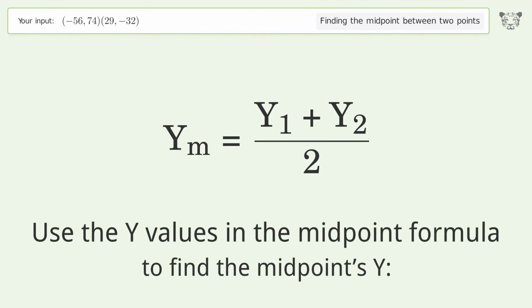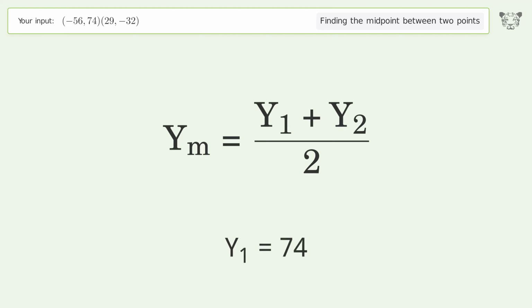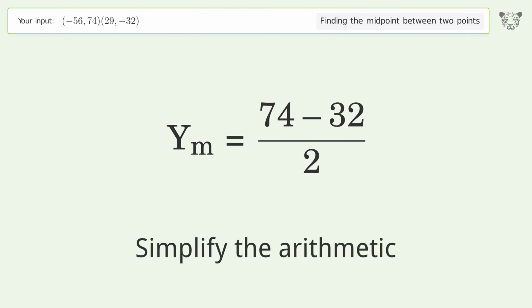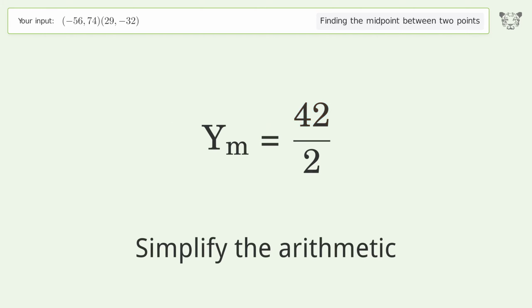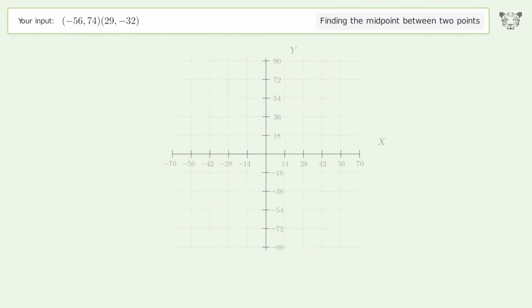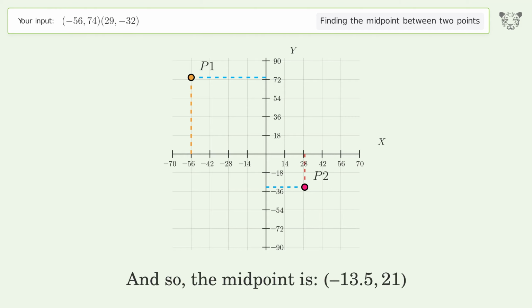Use the y values in the midpoint formula to find the midpoint's y. y1 equals 74. y2 equals negative 32. Simplify the arithmetic. And so, the midpoint is negative 13.5, 21.